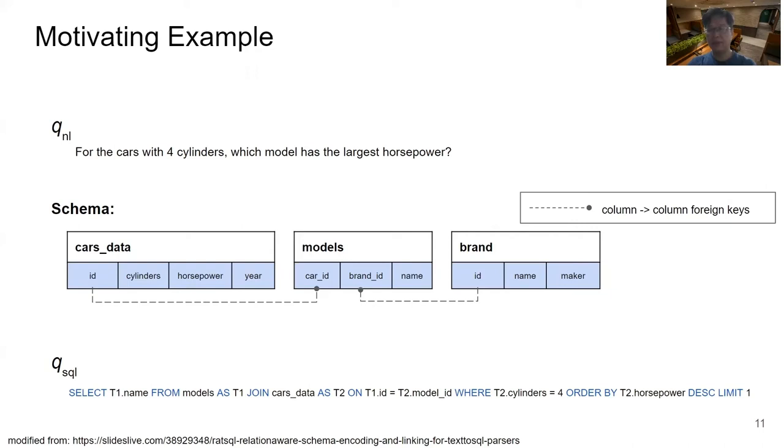Suppose that QNL is given: for the cars with the 4 cylinders, which model has the largest horsepower. Here we assume that we have 3 tables in the database: cars data, models, and brand. Then the correct SQL is shown here. This is a join between 2 tables, models and car data, since we have to access the horsepower column in the cars data and the name column in the models table.